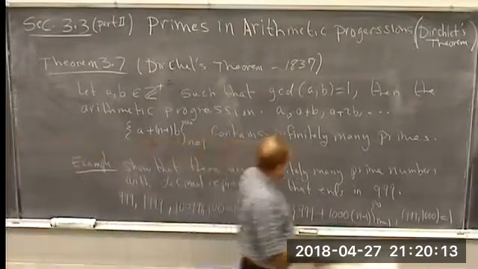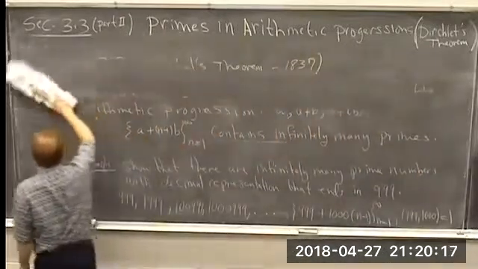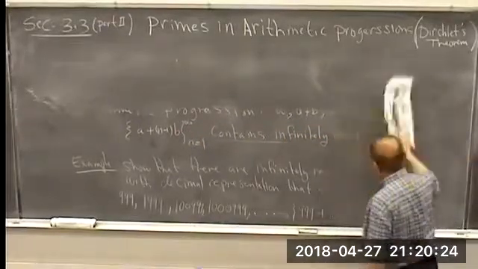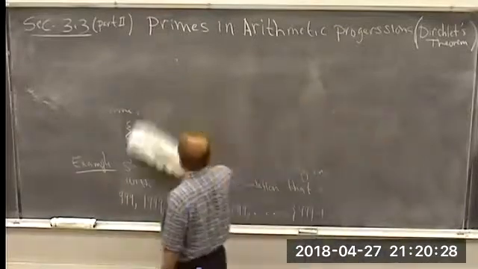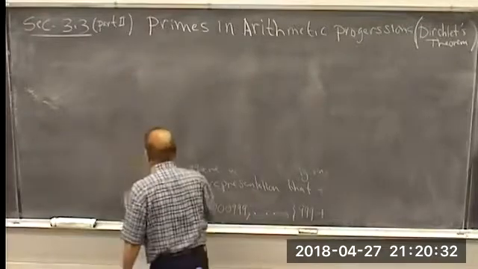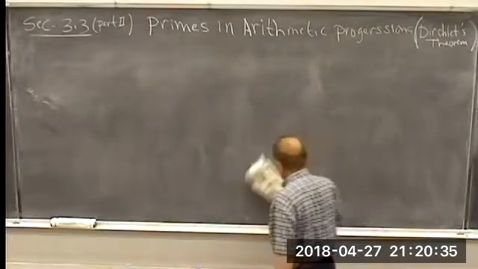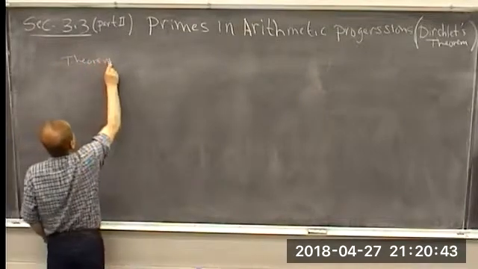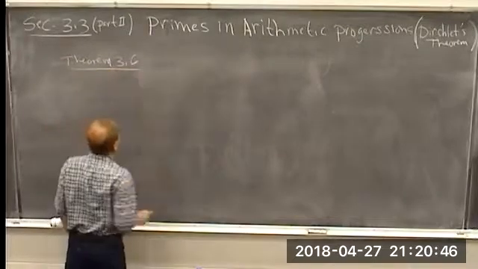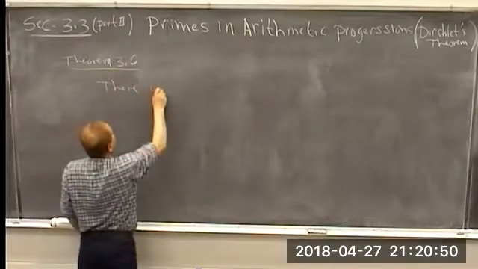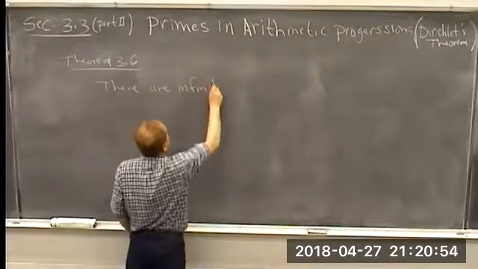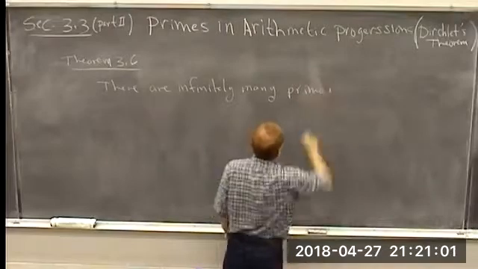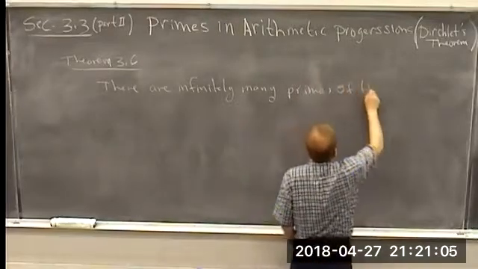All right, the special case of Dirichlet's theorem that I'm going to prove is theorem 3.6. And it states that there are infinitely many primes of the form 4k plus 3. Okay, you write it down. So here it is, theorem 3.6. There are infinitely many primes of the form 4k plus 3.